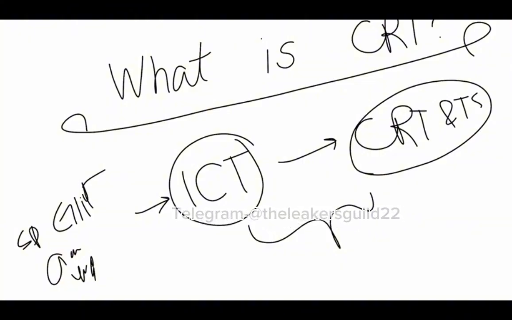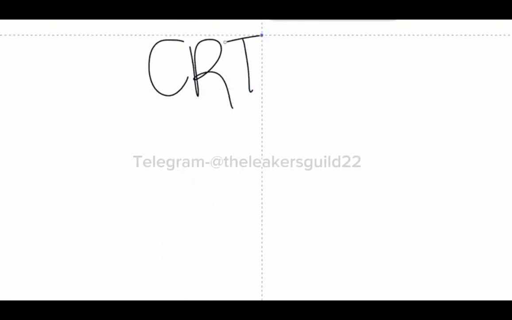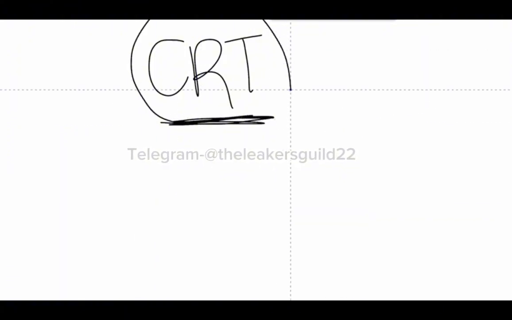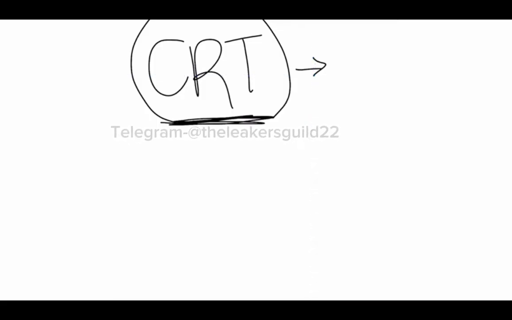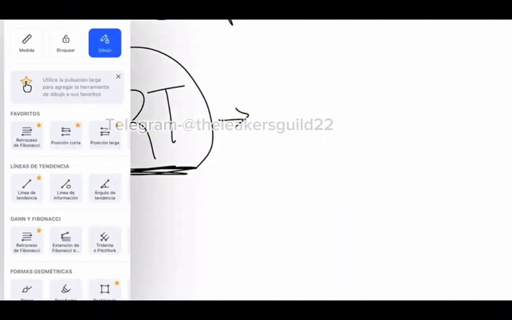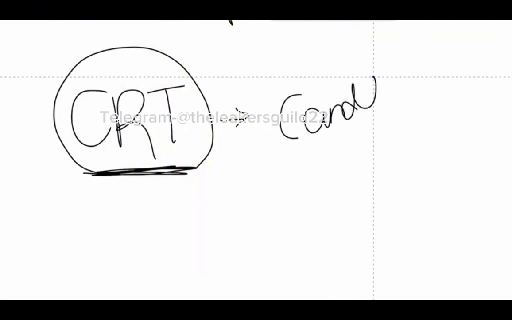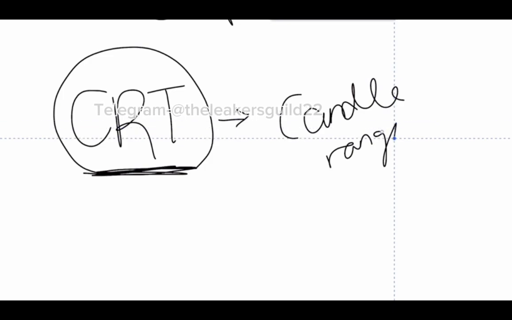Now, what is CRT? CRT is the most modern, the most complete form of technical analysis. It stands for candle range theory.